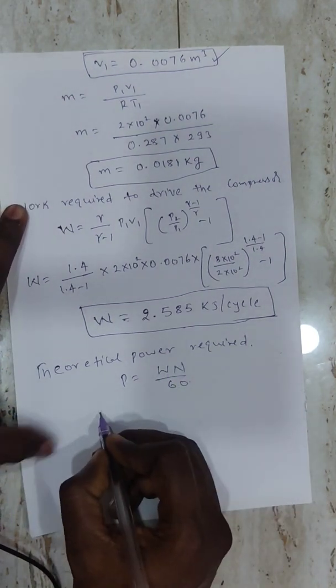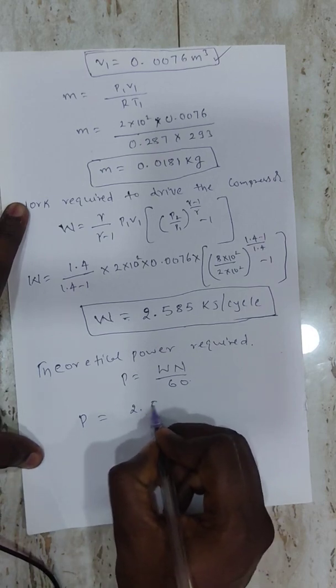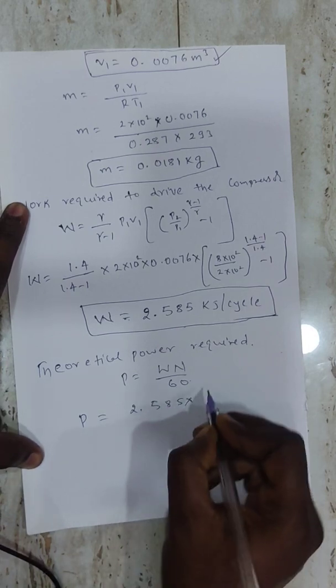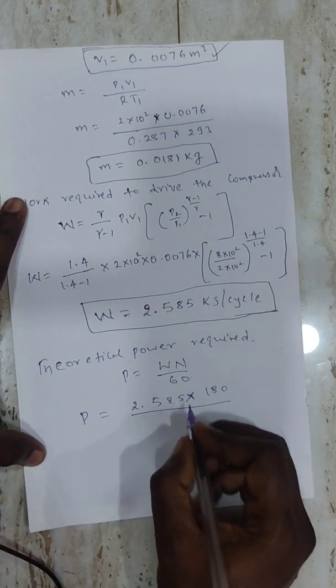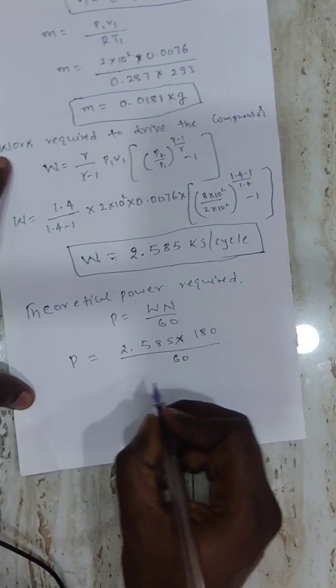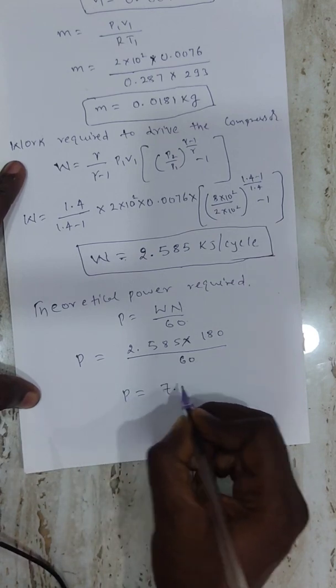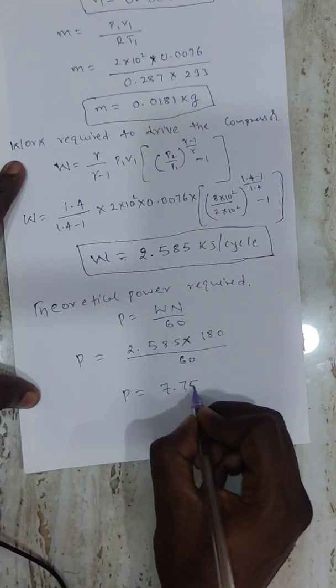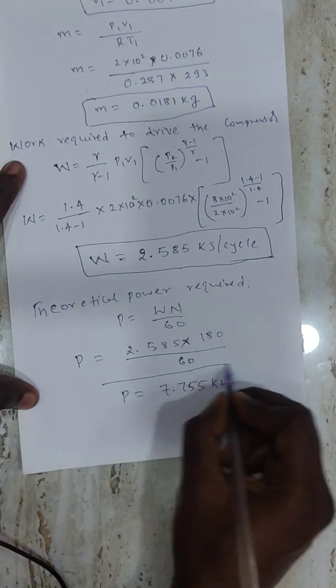We know the work done. Now P is equal to, what is the work done? 2.585 into, what is the N? N is 180 by 60. Therefore P is equal to 7.755 kilowatt.